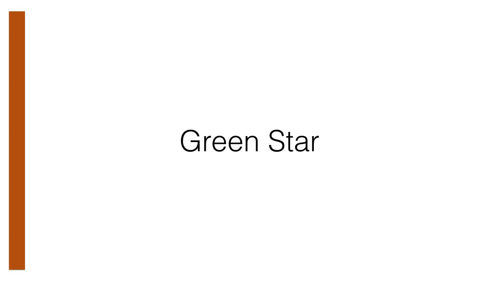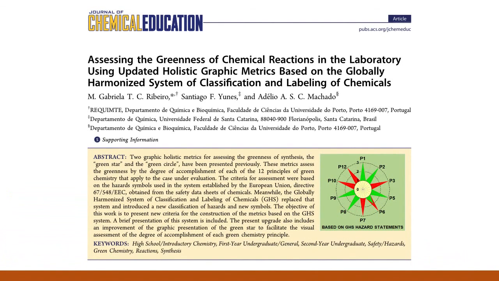Specifically, Green Star gives a numerical score for each of the 12 principles, and then it gives a total score, which allows us to compare labs and use it as a true benchmark to see if we're making progress by increasing scores. This work is not something that I created myself. Green Star was published in an ACS journal this past year in 2014.